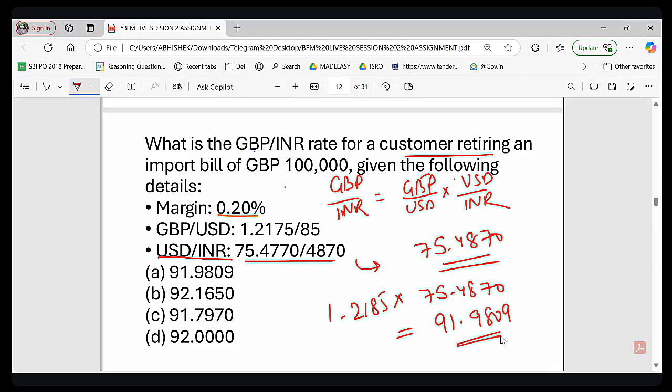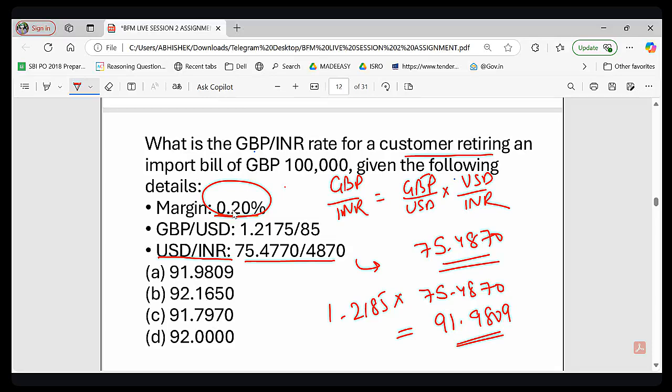91.9809. So this is the interbank Great Britain pound versus INR rate. Interbank, the rate between two banks. Now we need to take margin into account. So we need to add margin of 0.20%.